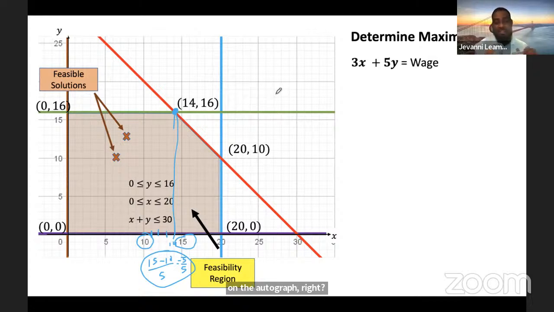So you want to look at the feasibility region. This is why we highlighted the vertices, right? So I want you to do that quickly.